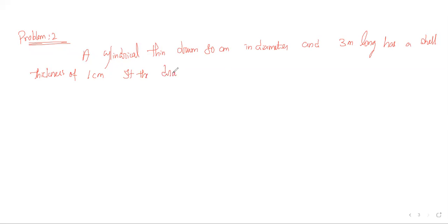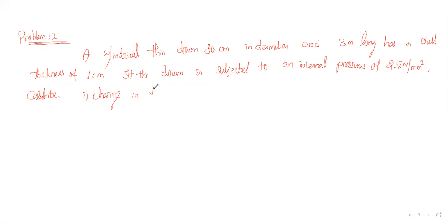If the drum is subjected to an internal pressure of 2.5 Newton per mm square, calculate the change in diameter, second, change in length, and change in volume. So it is like the previous problem.